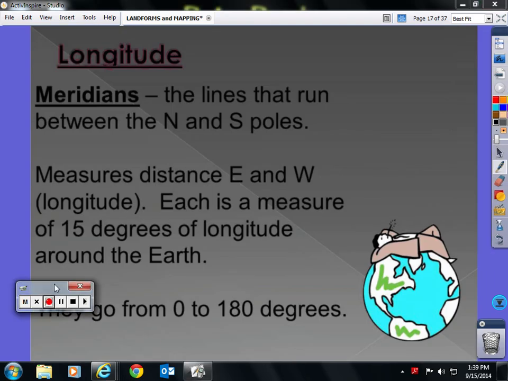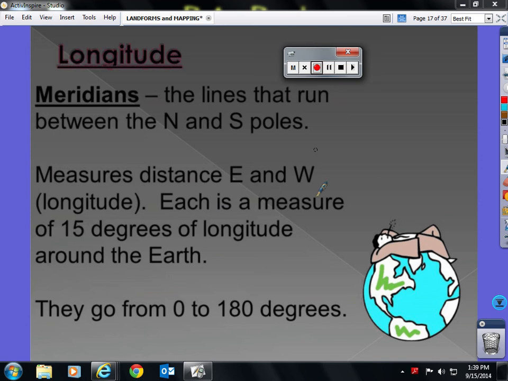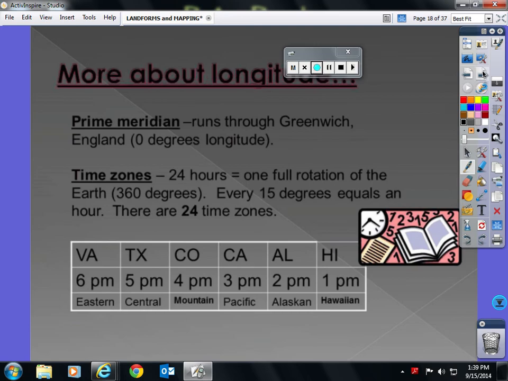Okay, longitude are also called meridians. They run north and south, but they measure east and west. In other words, if I'm on one of the longitudinal lines and I'm moving to another one, I'm either going east or west as I travel between them. Each one is measured in 15 degrees of longitude. They go from 0 to 180.